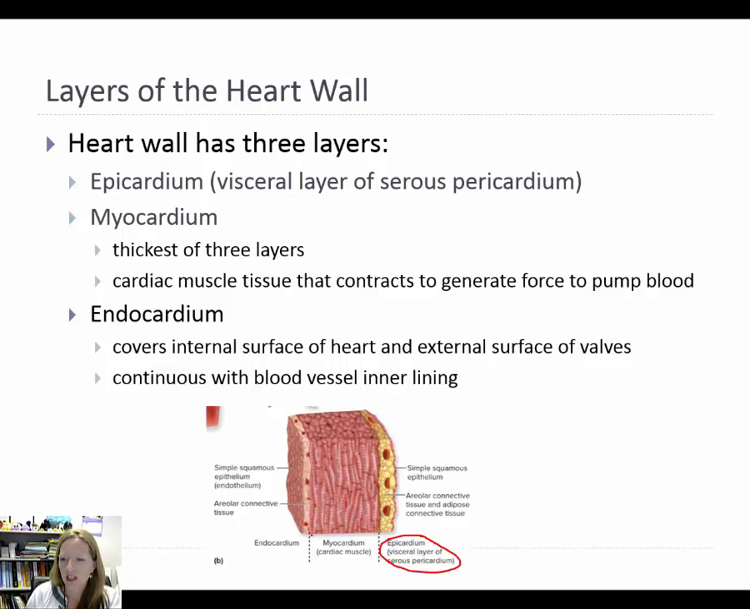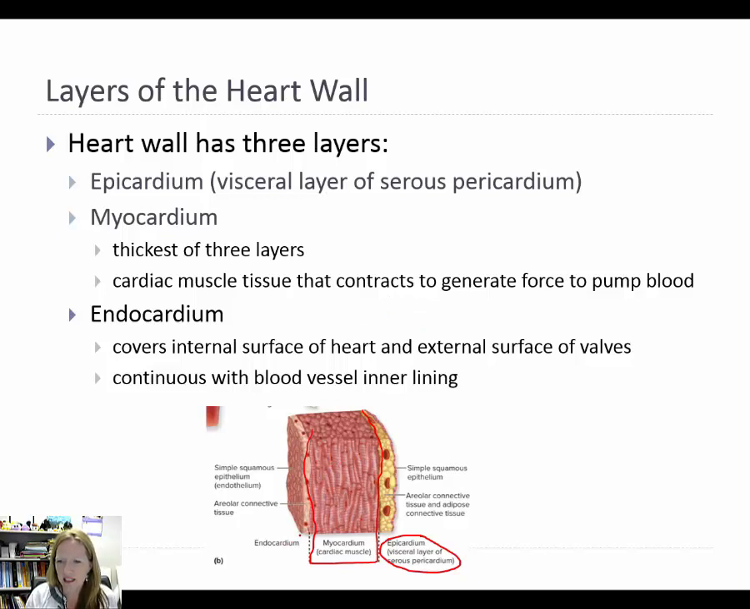Now if we take a look at the largest layer, the thickest layer of all 3, it is going to be this myocardium. And if you think about it, it makes sense. I mean, the whole function of this heart is to be able to contract and pump blood to where it needs to go. So yeah, you want to have more myocardium. Remember that myocardium is going to be mainly cardiac muscle tissue. And again, we'll get into it later on and take a look at the cardiac muscle tissue.